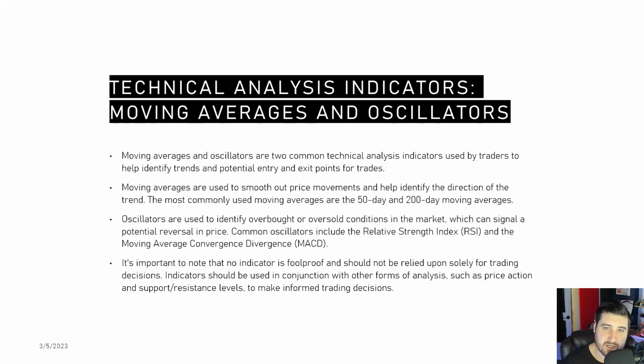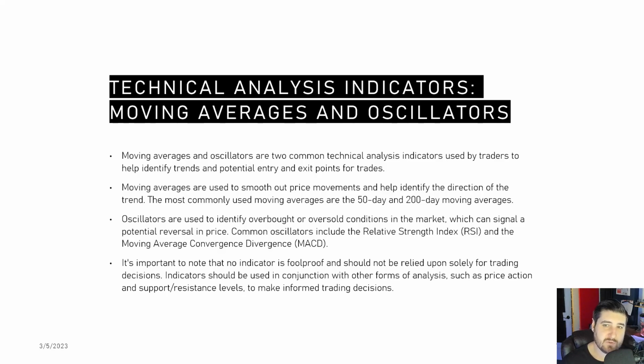Moving averages and oscillators are two common technical analysis indicators used by traders to help identify trends and potential entry and exit points for trades. Again, we don't use them for entries and exits. We have a different system for that. We use these as alerts: get ready, watch price, can our setup form around these areas. I believe that's how you should use them.